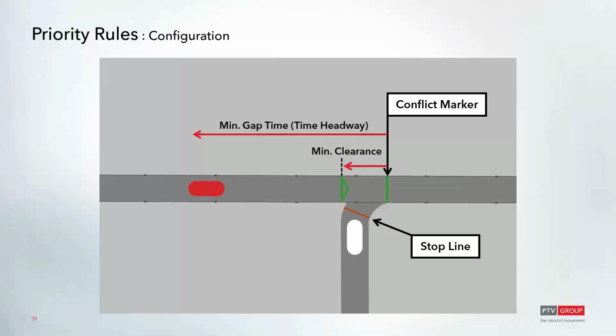And each of these conflict markers have two main parameters that are associated with them. One is the minimum gap time that the vehicle approaching the stop line is going to look at in order to make its decision when it's entering the major traffic flow here. And then the other is the minimum clearance distance. So it's going to really just take a look at these two items to evaluate its decision. And the minimum clearance will also be defined by this green triangle. So you can easily see when you're looking in the network editor where that clearance distance has been defined.